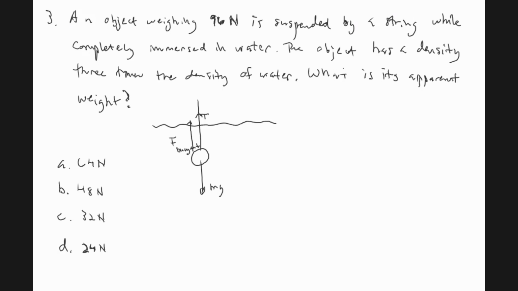Yeah, it's 96 newtons. Apologies for my writing again. An object weighing 96 newtons is suspended by a string while completely immersed in water. The object has a density three times the density of water. What is its apparent weight?